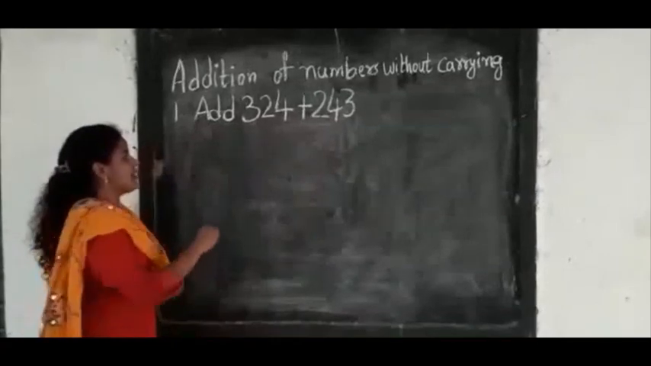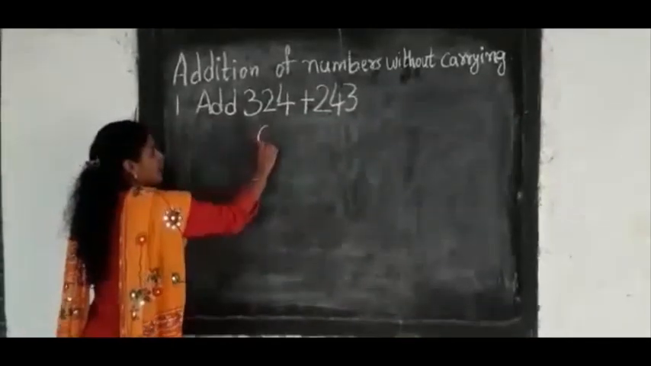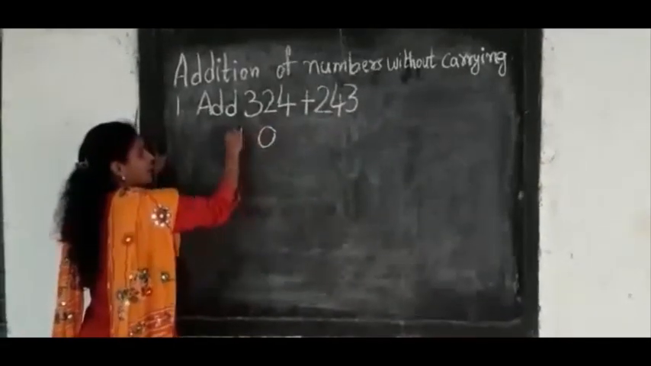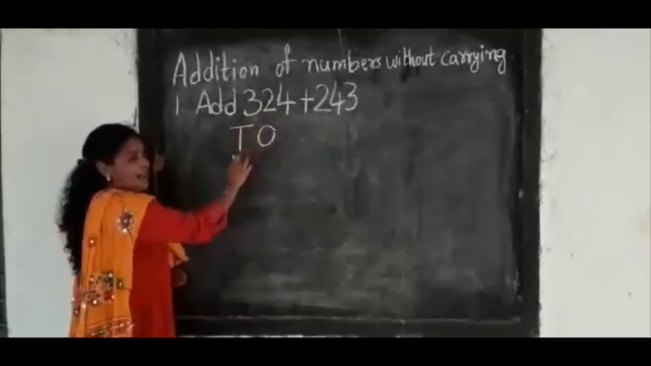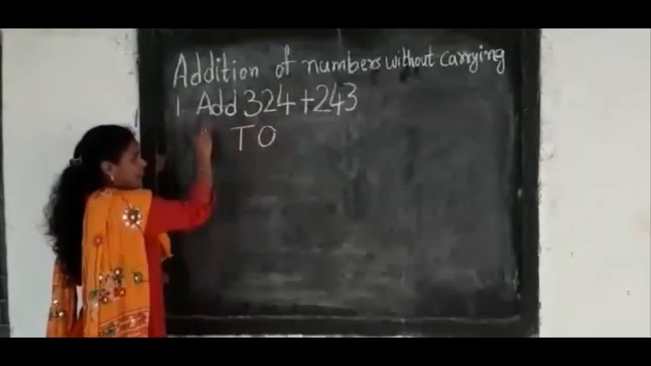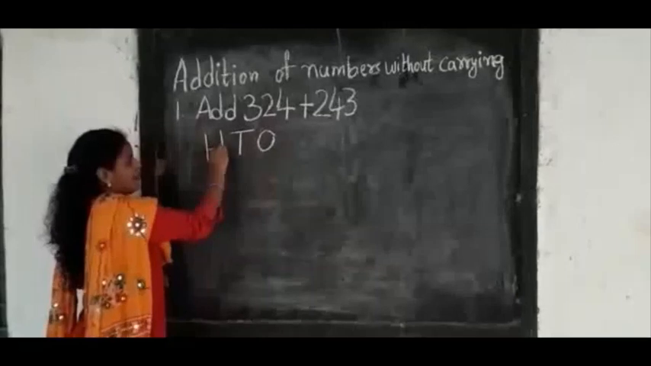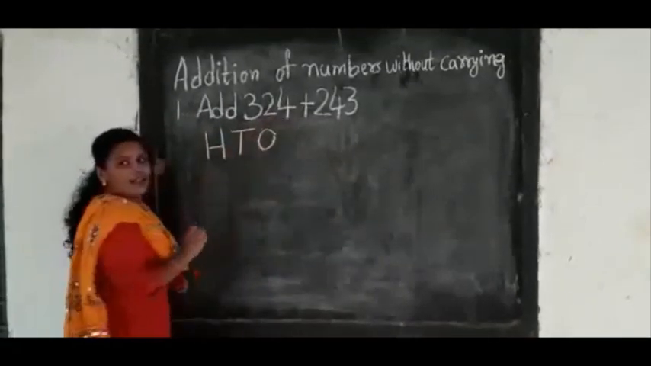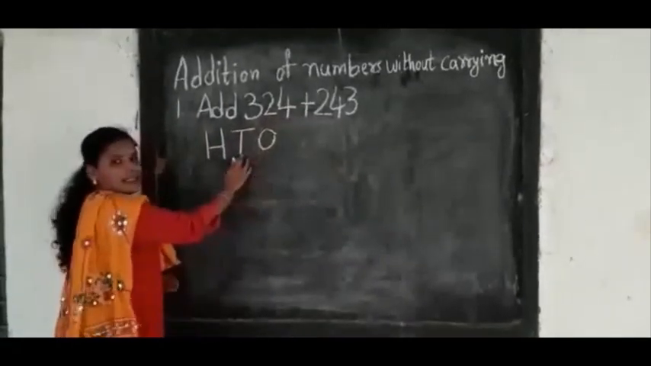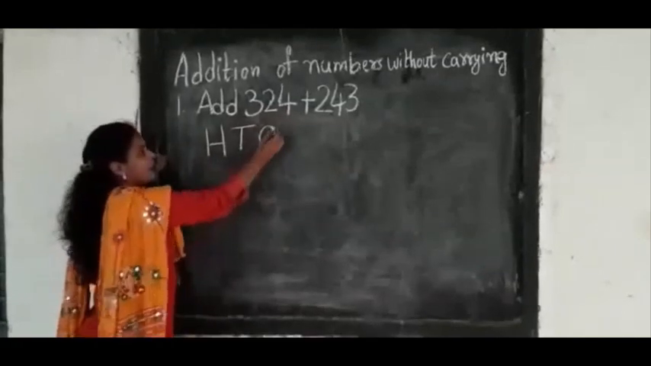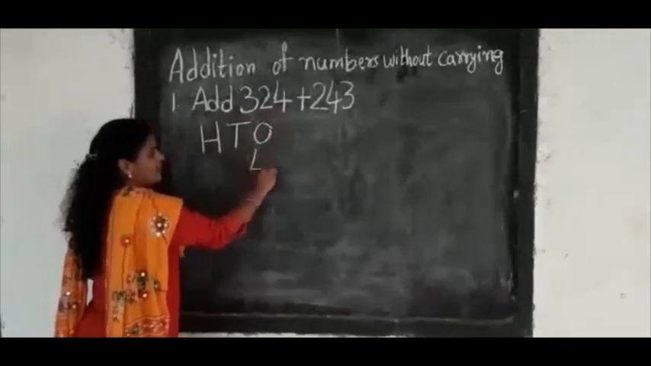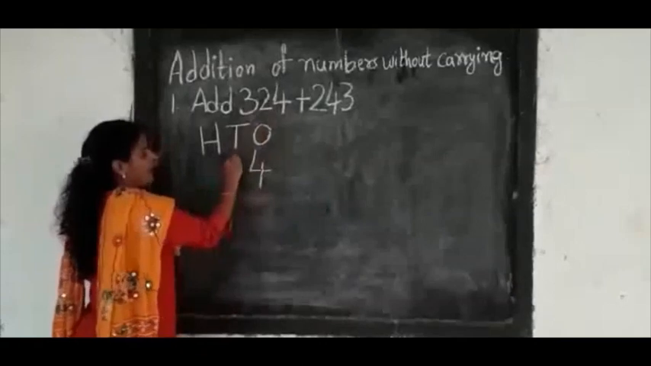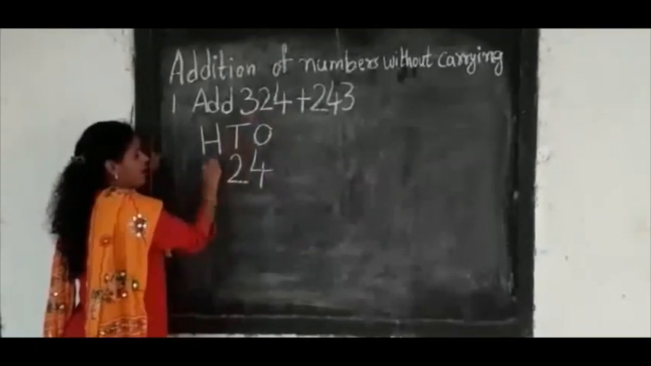Let's arrange these numbers in their places. First we have ones, tens. In a 2-digit number we have only ones and tens. Now we will write here one more place, hundreds. Here 3 digits are there. So place also ones, tens, hundreds. Write 4 in ones place, 2 in tens place, 3 in hundreds place.